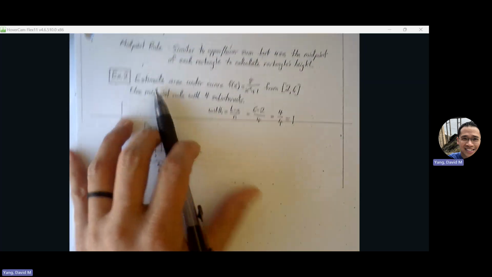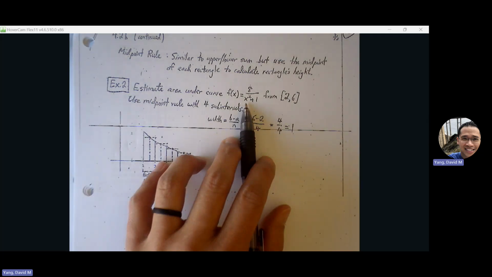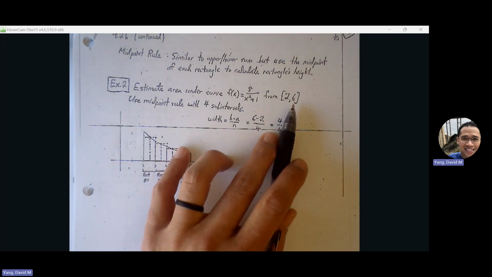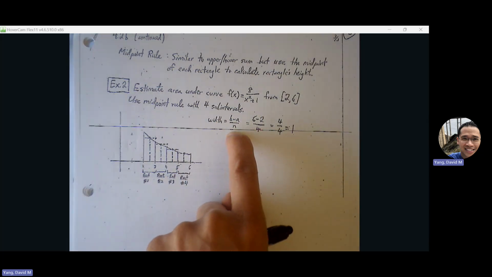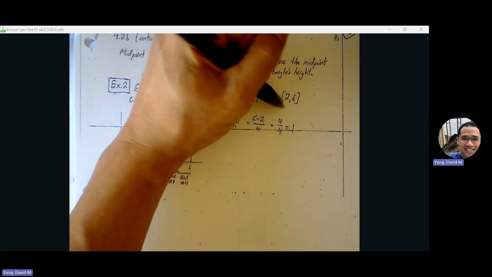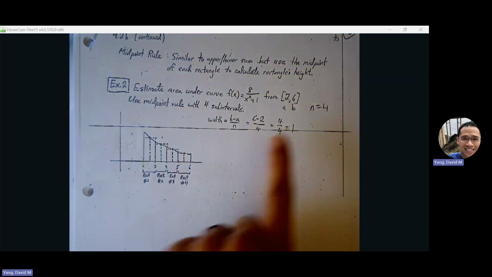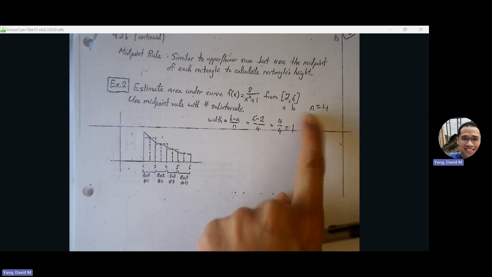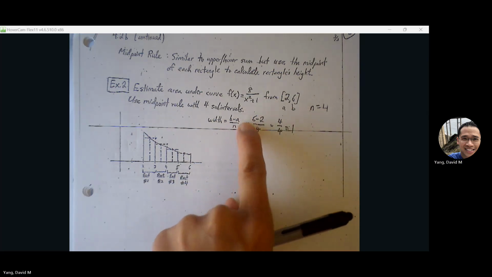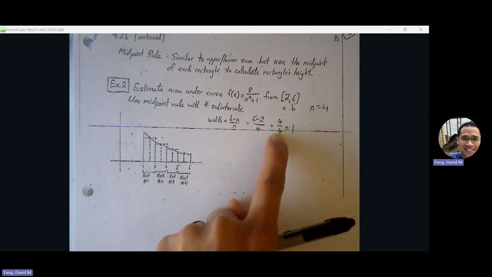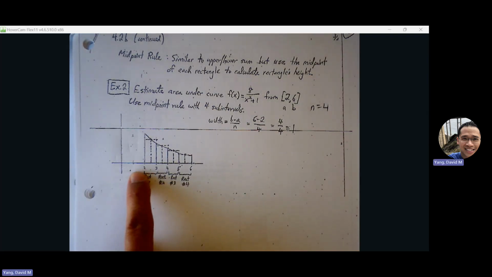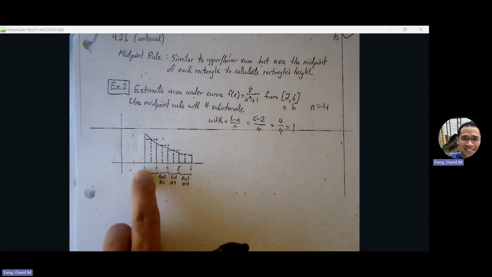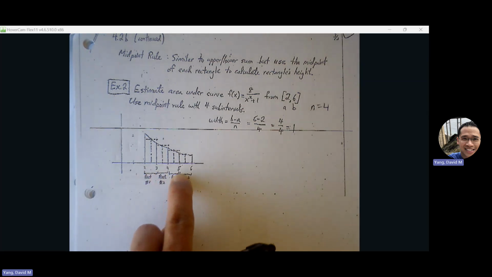So example 2, estimate the area under the curve y equals 8 over x squared plus 1 from 2 to 6. Use midpoint rule with 4 subintervals. So my a value is 2, my b value is 6, and my n is 4, because I'm still using 4 rectangles here. So if I do b minus a over n, 6 minus 2 over 4, that will give me a width of 1. So I can step through and start at 2 and keep adding 1 to get to the next endpoint.